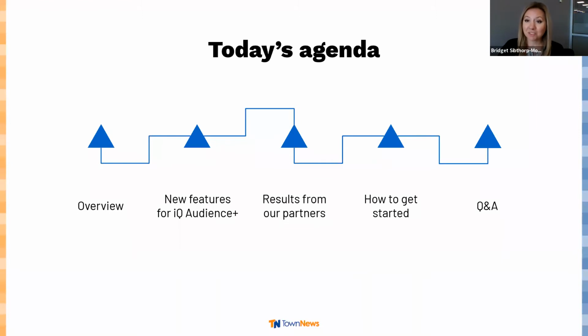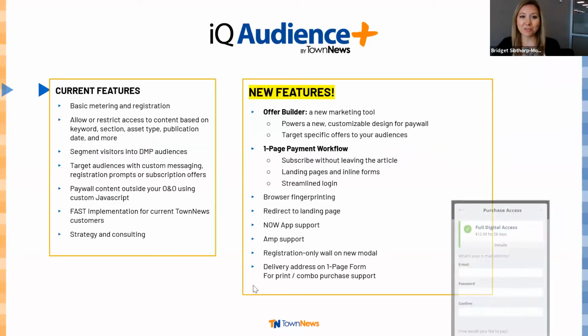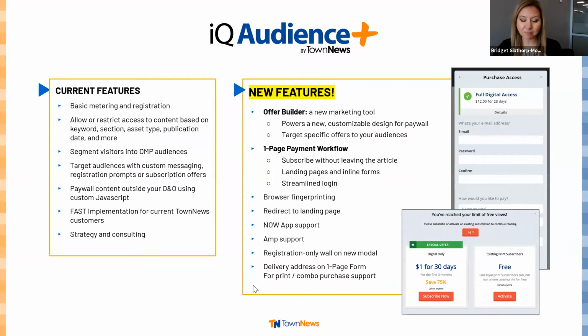Then we're going to go through the results of our partners, and that's where Jeremy comes in, being our first beta tester. He's just been a fantastic partner in helping us to work through all the kinks and make it even better. And then we're going to talk about how to get started. And so Doug Green, the amazing Doug, is going to show you how easy it is to work the new offer builder system we're going to show you. And then, of course, we'd love to hear your questions and feedback.